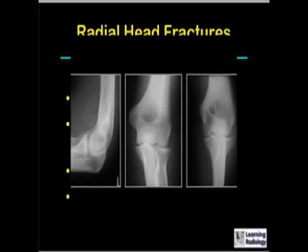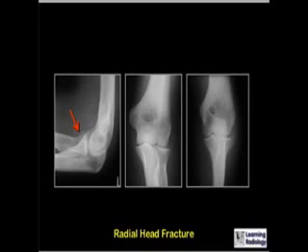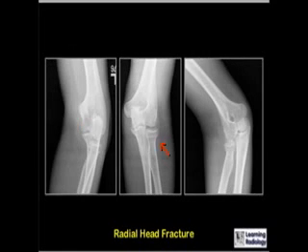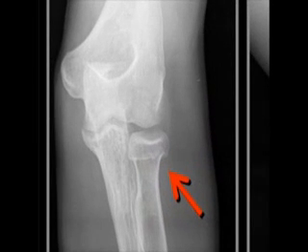Frequently, several images of the elbow are required to see radial head fractures: a frontal, a lateral, and both oblique views. In this case, the radial head fracture is most obvious on the lateral view, where the red arrow points to a lucency in the radial head. Here is another example in another patient in which the radial head fracture is most evident on the frontal view. There is an impacted fracture of the radial head.